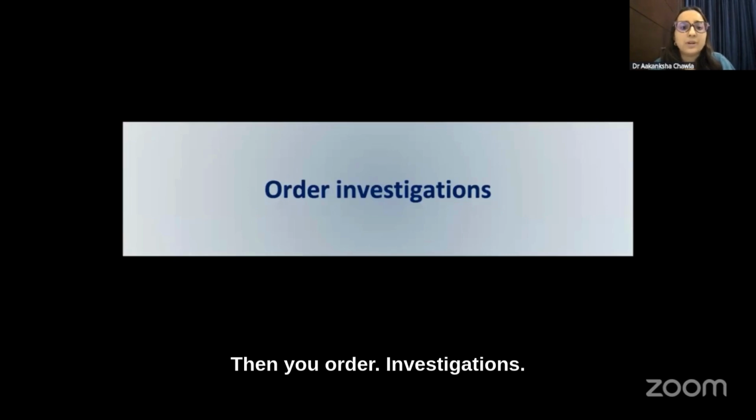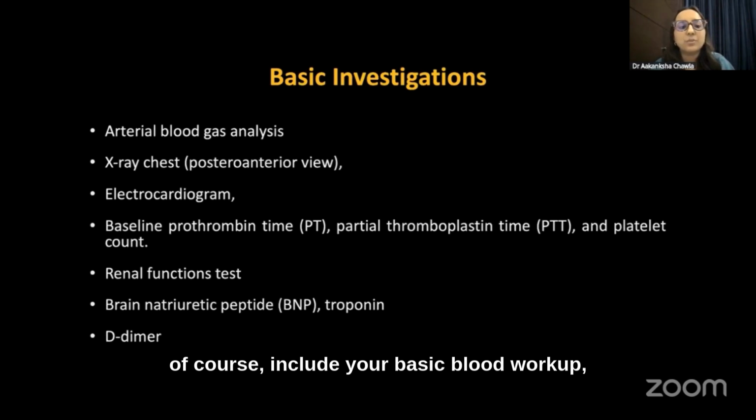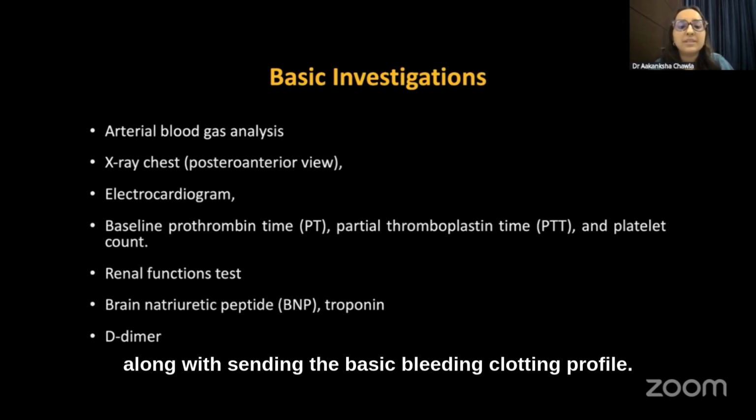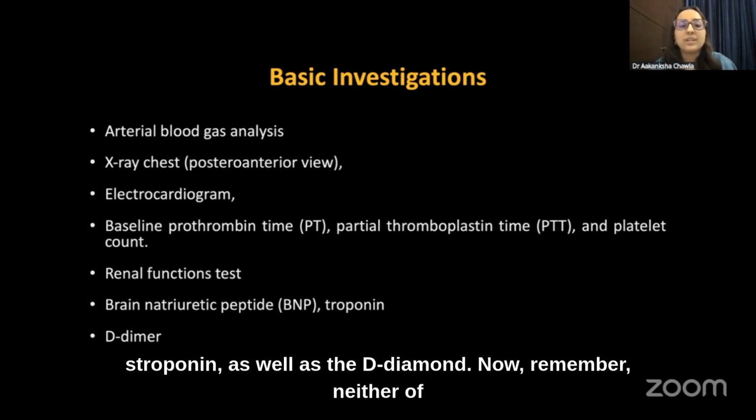Then you order investigations. So your basic investigations, of course, include your basic blood workup along with sending the basic bleeding clotting profile. ABG might be normal in about 20%, but about 70% of the patients are hypoxemic. Then you also do chest X-ray, ECG, BNP, troponin, as well as the D-dimer.